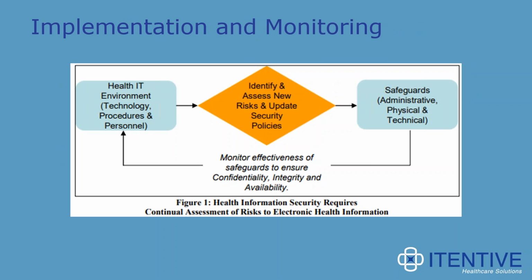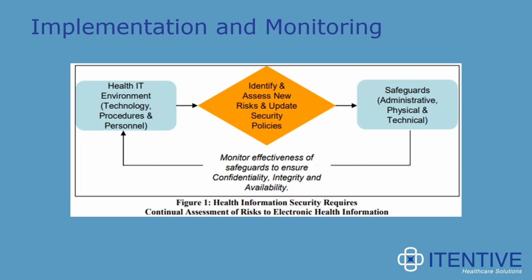Now, the main two parts of any security program will be implementation and monitoring. So this graphic provides an illustrative example for implementing and monitoring information security in your practice. Because assessing your electronic health information confidentiality, integrity, and availability needs requires you to first understand your practice's health IT environment. So this may include the technologies your practice deploys for both clinical and administrative purposes, where those technologies are physically used and located, and how they are used within your practice.